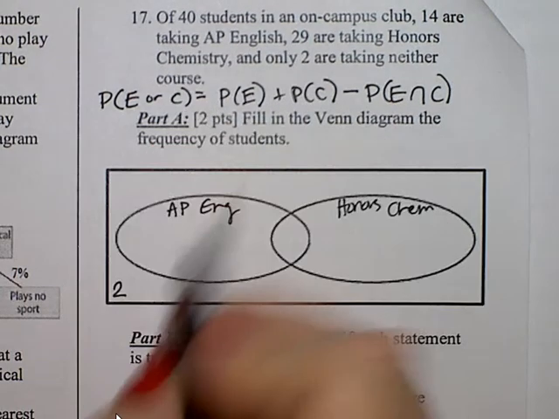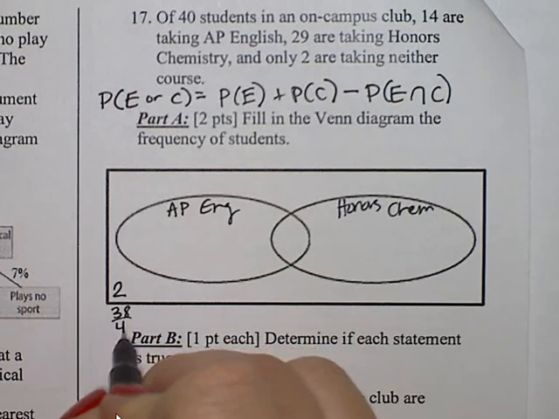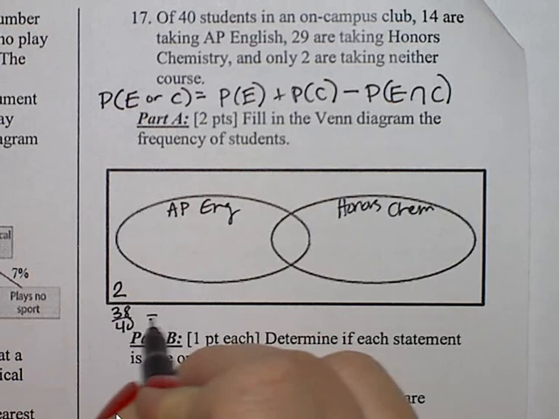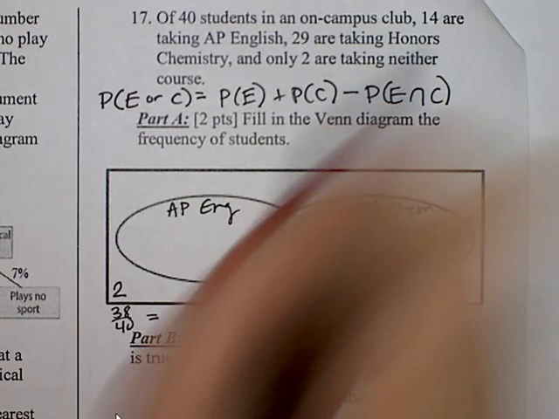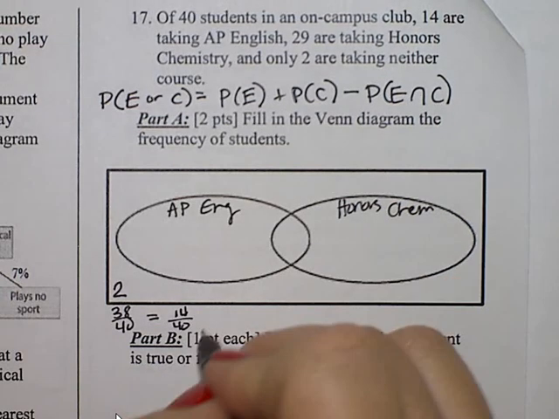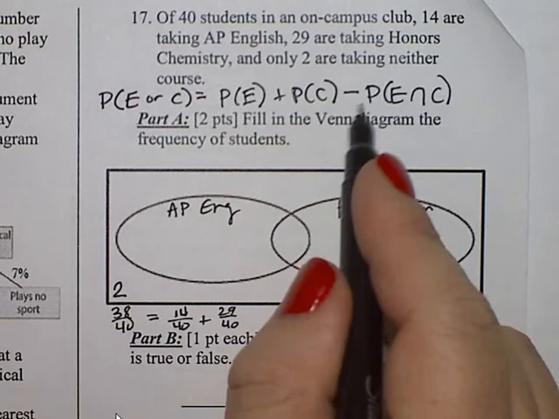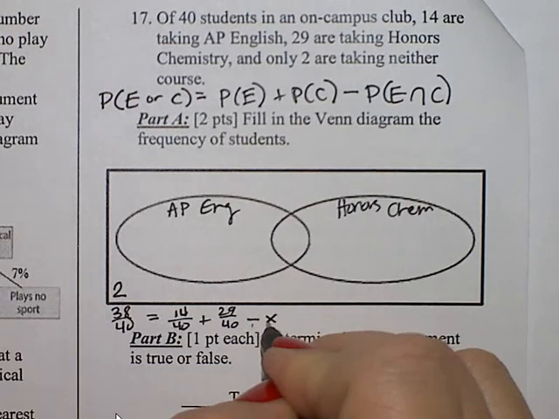38 out of how many? So let's go 38 out of 40 are in English or chemistry. I know that English itself has 14 out of 40. And I know that chemistry has 29 out of 40. And I want to know what is the overlap. So I'm going to subtract x.